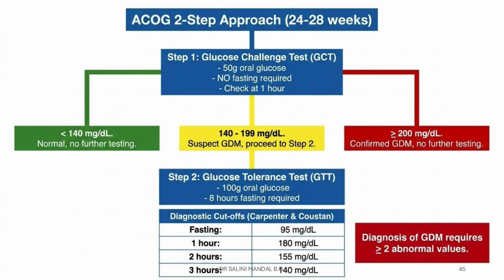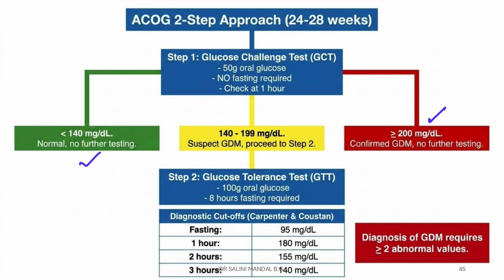Okay, let us talk about the challenge test, that is the diagnostic cutoff for gestational diabetes. We have something called a glucose challenge test. So in the glucose challenge test, we are going to give 50 gram of glucose. No fasting, check at 1 hour. If it is less than 140, not a problem, it's normal. 140 to 199, we can suspect that there can be a GDM. Or if it is more than 200, definitely it is confirmed that it is gestational diabetes.